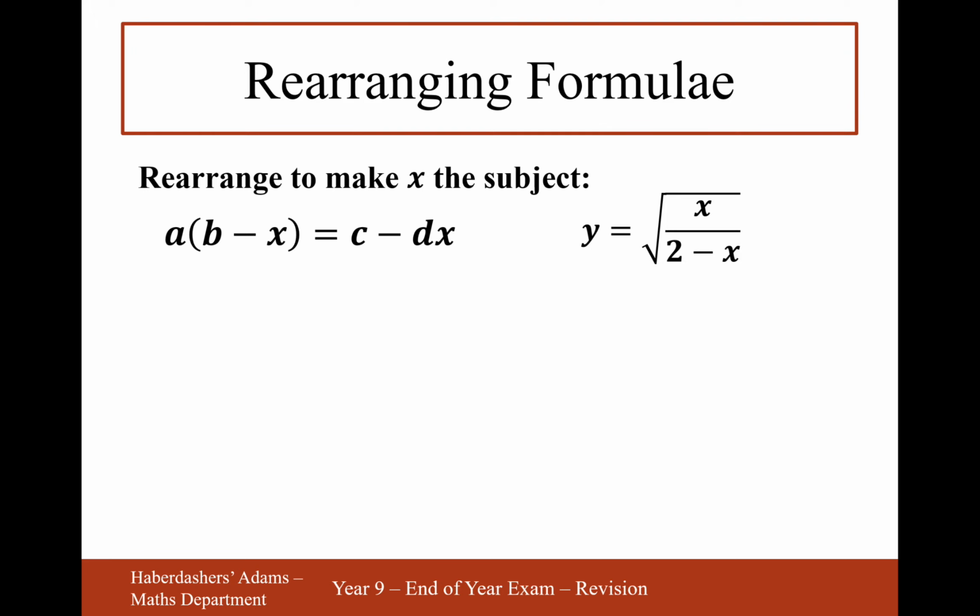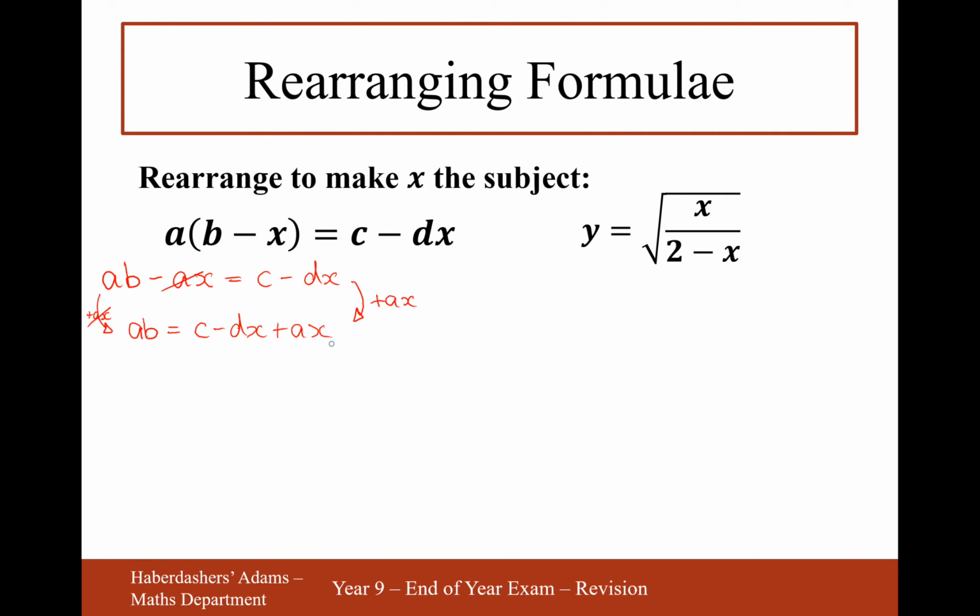Alright then, we've got a few more to have a go at here, so pause the video and give these a go. On the left hand question, we're going to expand the brackets first. So AB minus AX equals C minus DX. And it's not at all obvious what side we should put the x's on, so I'm just going to pick the right hand side. So I'll add AX to both sides. On the left hand side, that will cancel out with the minus AX, so I'll just be left with AB. And on the right hand side, it will be C minus DX plus AX.